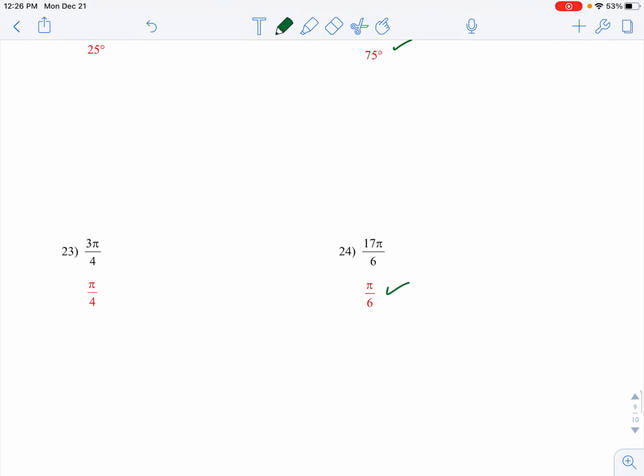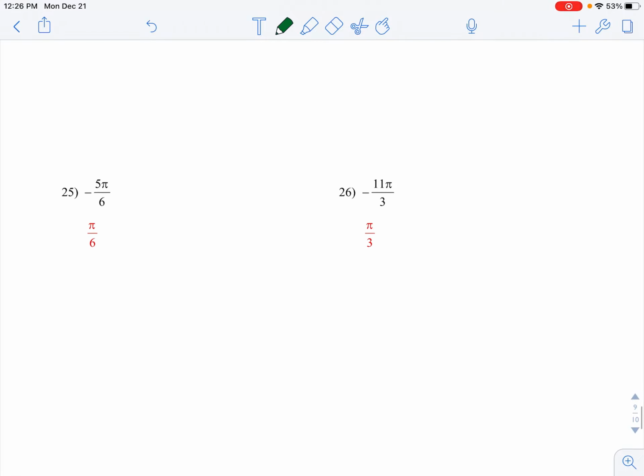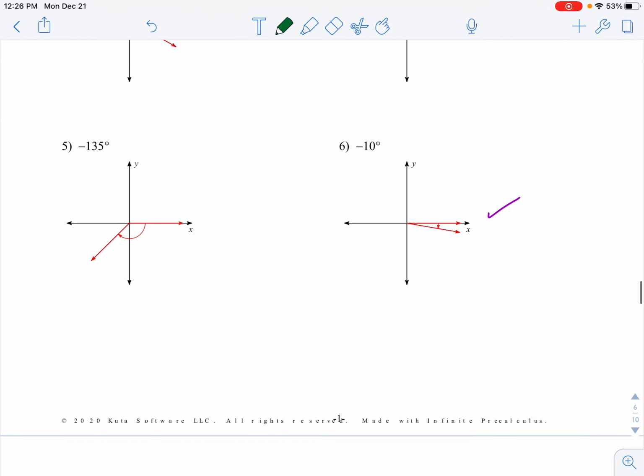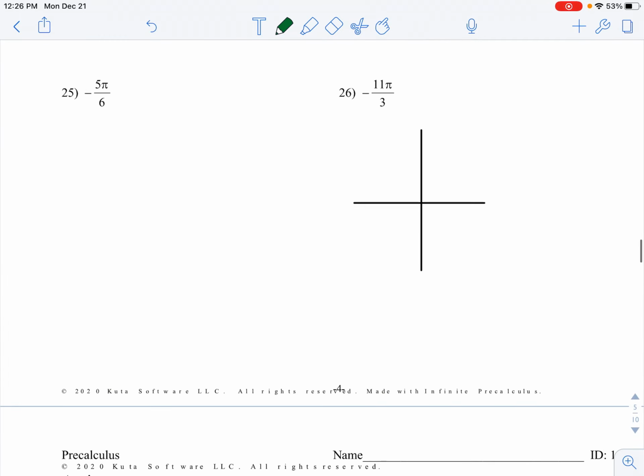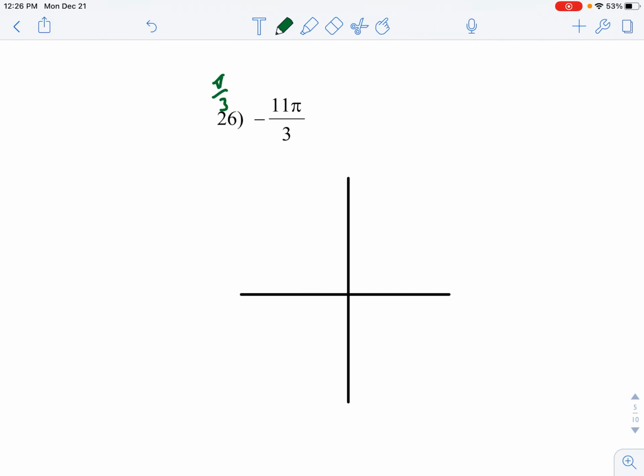And there it is, pi over 6. Let's cheat on this last one. The last answer is going to be pi over 3. Remember that. I'm going to jot it down. The answer should be pi over 3. All right, let's see if this is right.